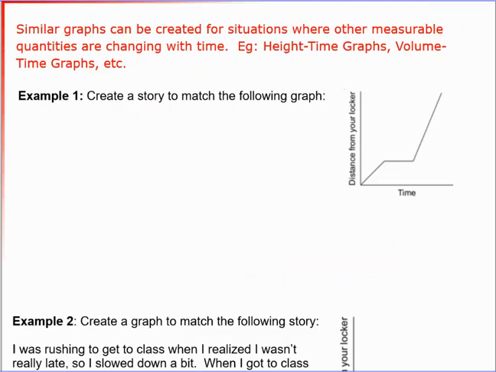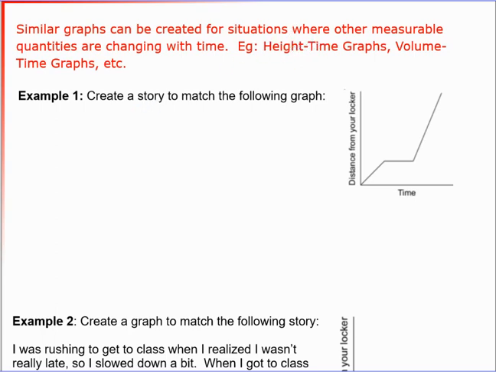That was a long explanation for something you probably understood fairly easily. So keep those in mind. It makes a lot of sense when you see it that way. Okay, here we go, and they want you to come up with a story. So similar graphs can be created for situations where other measurable quantities are changing with time, for example, height time graphs or volume time graphs. So filling something up or something is growing like a plant.